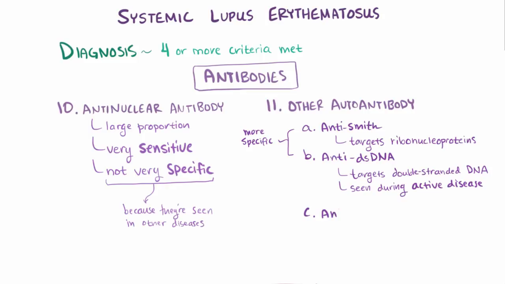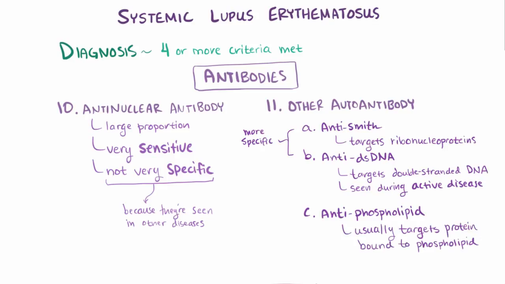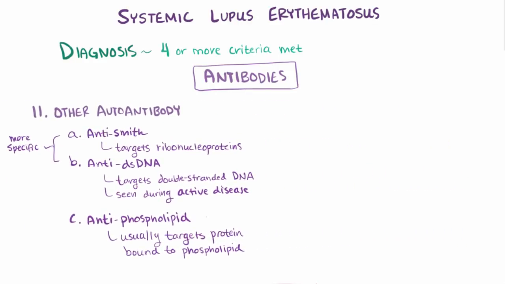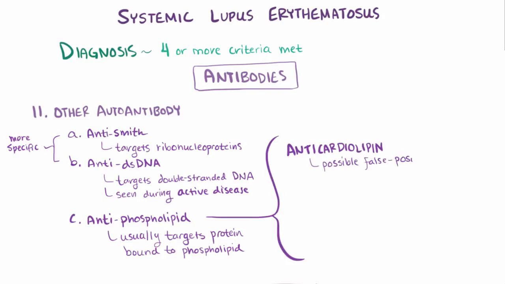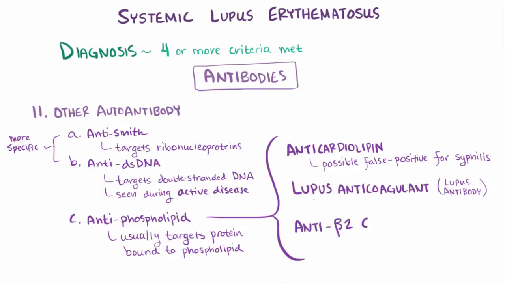A third type of antibody, though, is antiphospholipid antibody, which is actually usually against proteins that are bound to the phospholipids, and is less specific for lupus, meaning that it can pop up in other situations. There are 3 types of antiphospholipid antibodies. Anticardiolipin, which can cause a false positive test for syphilis, since anticardiolipin antibodies are also sometimes involved in syphilis. The other 2 are lupus anticoagulant, also known as lupus antibody, and anti-beta-2 glycoprotein 1.